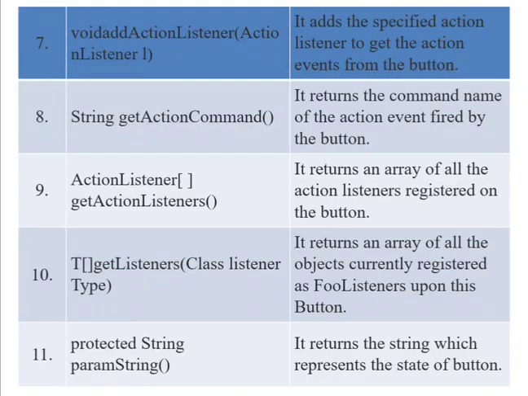Next is protected String paramString(), which returns the string that represents the state of the button. Next is protected void processActionEvent(), which processes the action event on the button by dispatching it to a registered action listener object. Next is protected void processEvent(AWTEvent), which processes the event on the button. Void removeActionListener(ActionListener), which removes the specified action listener so that it no longer receives the action event from the button. Next is void setActionCommand(String command), which sets the command name for the action event given by the button.